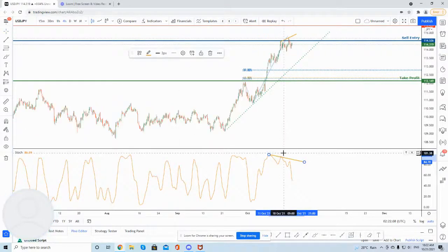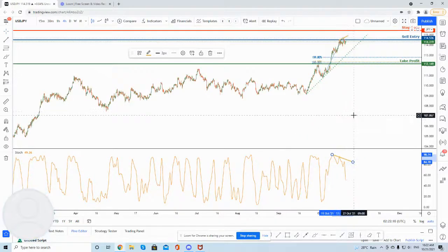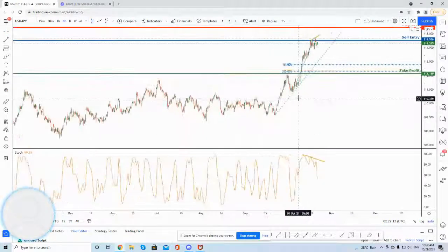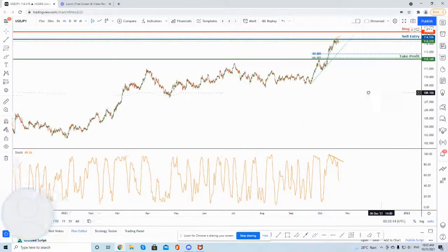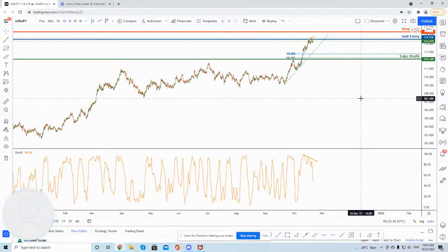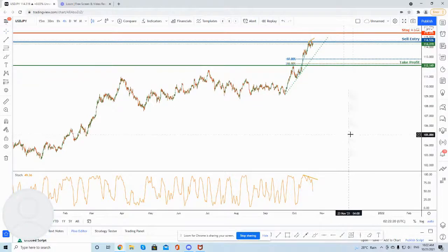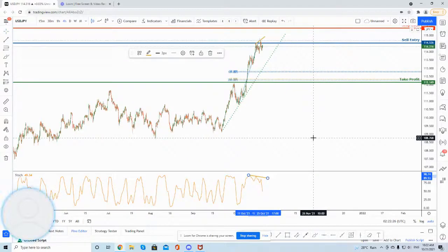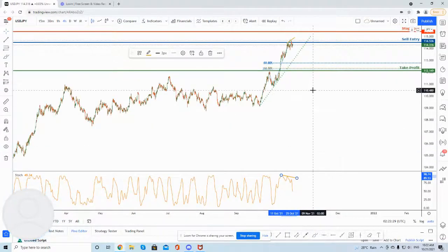Okay, so to summarize what I think is going to happen for dollar yen, dollar yen will experience a reversal very, very soon. The reason why I think there's going to be a reversal is because my stochastic shows a divergence. My stochastic shows lower highs, but my graph shows higher highs. So I expect a pullback or a drop from its highest point, or from its so-called highest point now.